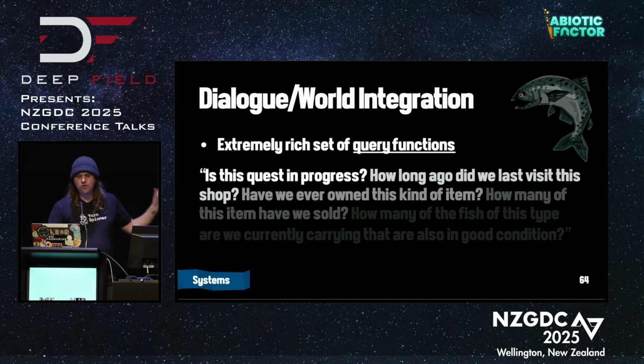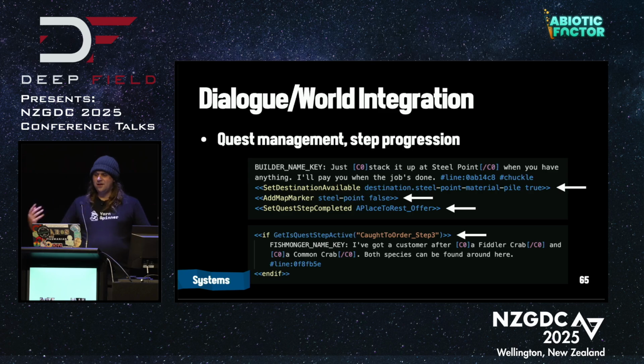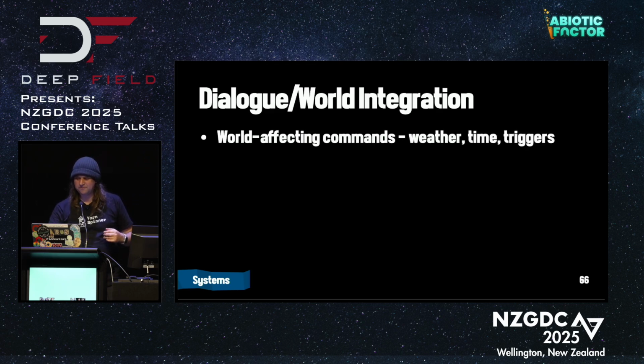There's an extremely rich set of query functions. Is a certain quest in progress? Have we ever sold this kind of item? How many of the fish of one kind are we carrying in our inventory right now that are also in good condition? Commands for managing state progression and quest progression are available. So, like managing the overall state, going through this list of steps.